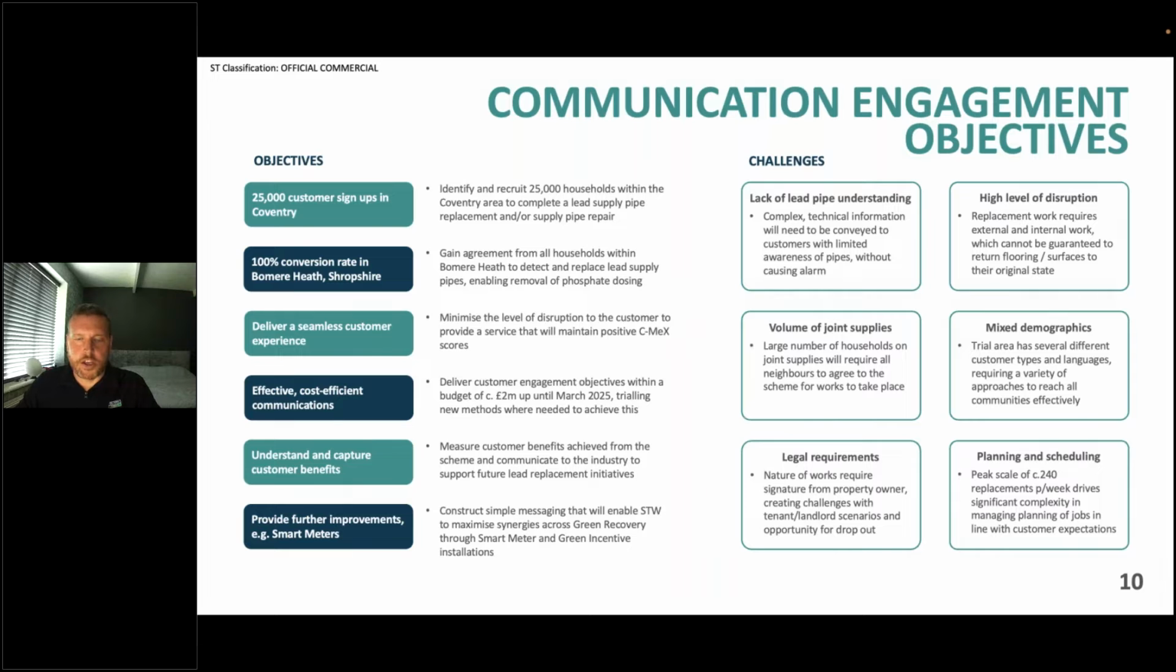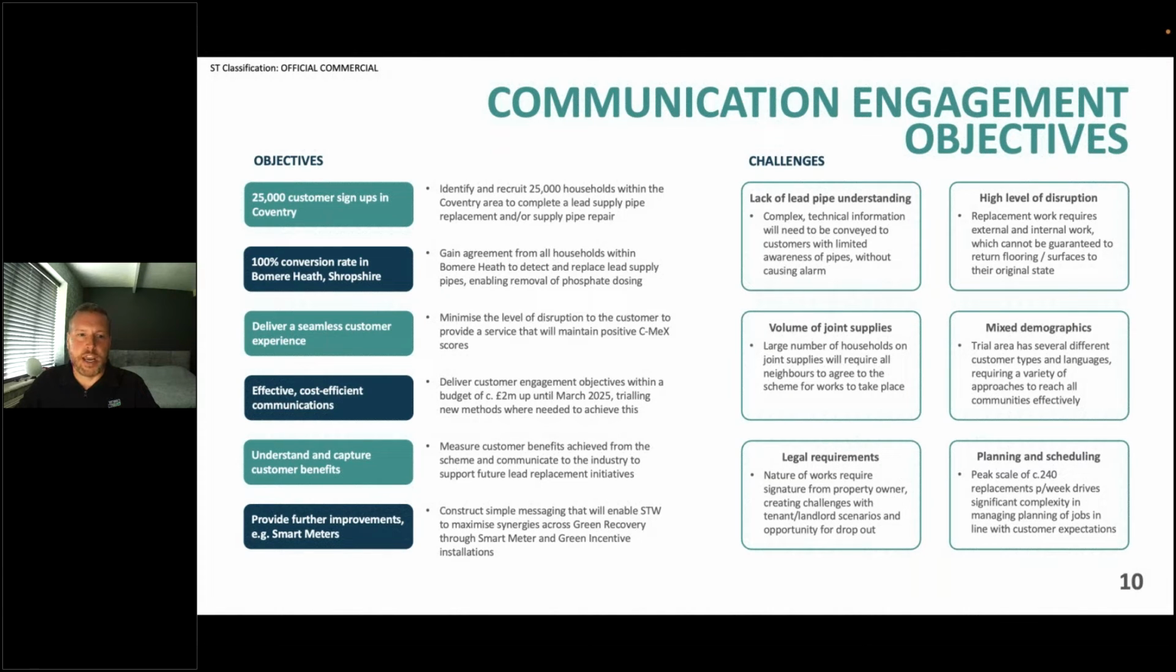A lot of the customers also don't know that they're responsible for the supply pipe on their land as well. So it's a double-edged sword, where you're having to explain to them that we want to replace the pipe, it's your responsibility, but we want to do it for free. So there's that high-level disruption that the customer will then have to face.